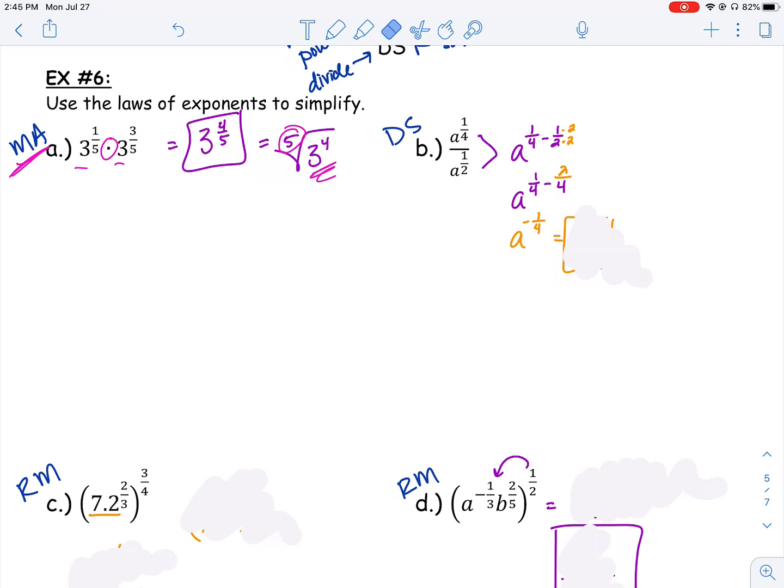Ew, though, it has a negative exponent, right? And we always try to have positive exponents if possible, because negative exponents don't make much sense. So a to the negative 1/4 power, if I want to make it positive, needs to drop down, and my final answer would be 1 over a to the 1/4 power.